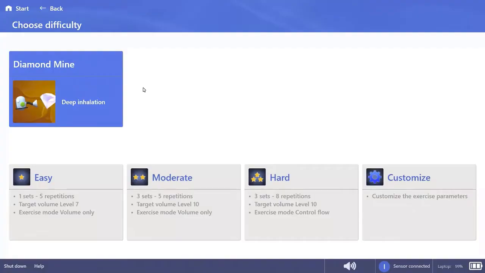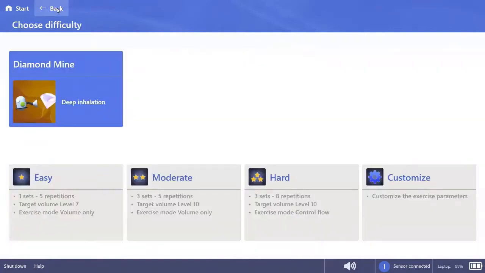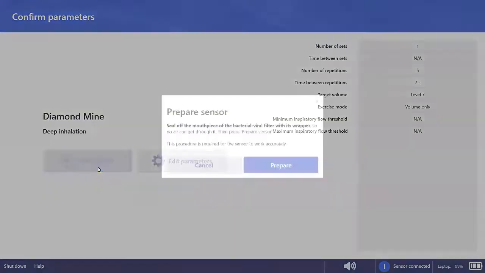Not shown today is a pre-exercise warm-up the patient can complete to get these specific target values. They range from 1 to 25. We can also go in and customize for any of our exercises or edit parameters to go through and adjust some of these parameters such as volume, flow, number of sets, number of repetitions, and rest period between repetitions. For our purposes today, I'm going to select easy.